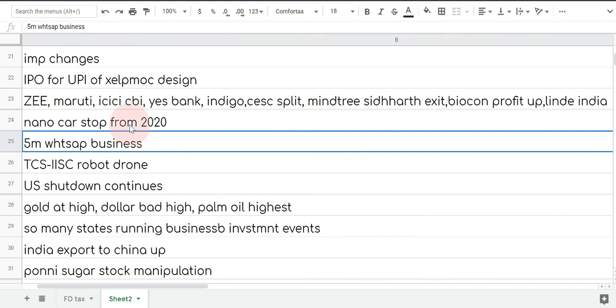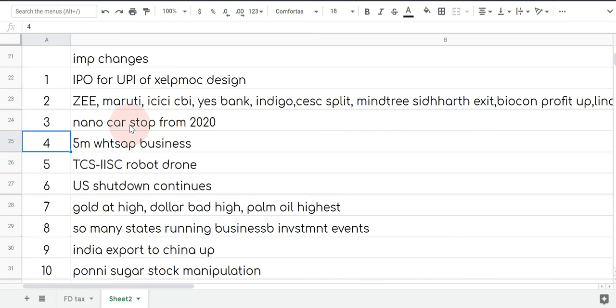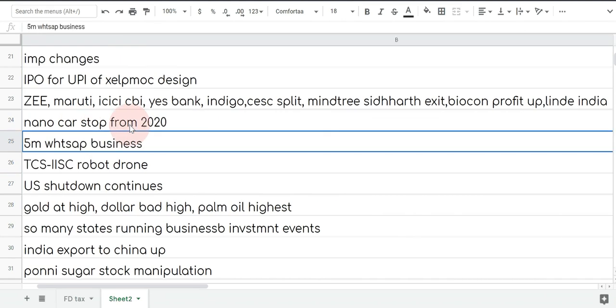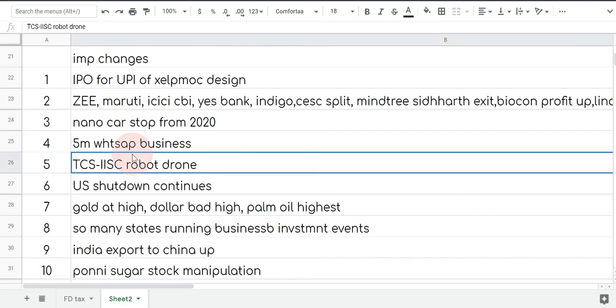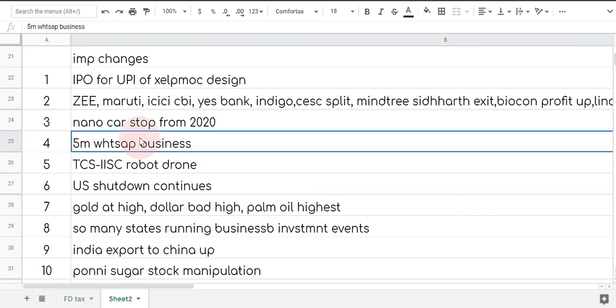Then WhatsApp declared that they have around 50 lakh users worldwide for their WhatsApp business tool or app, you can say. So that is really a good development for e-commerce and internet-related companies.